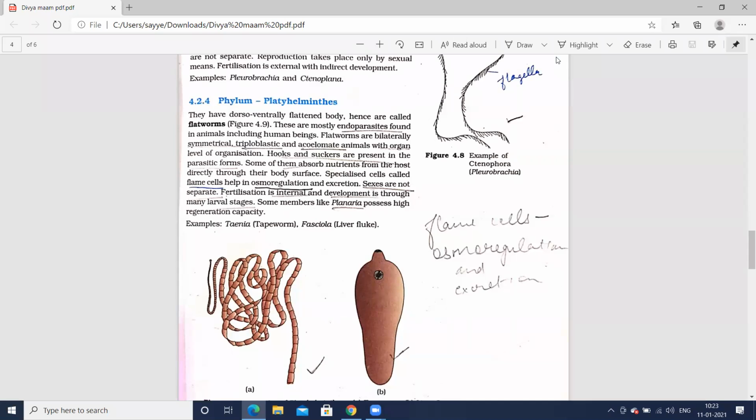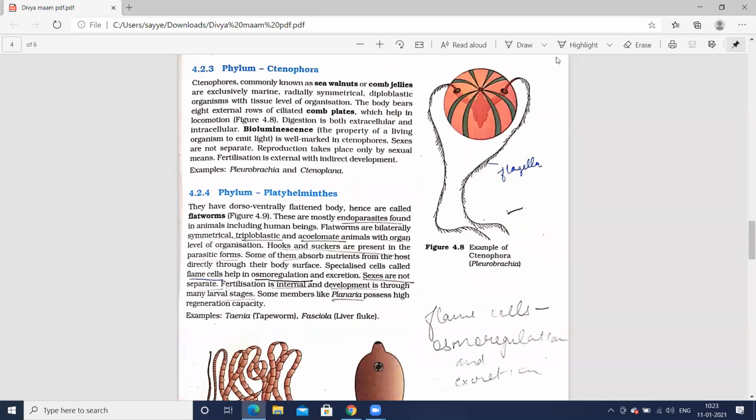Now, we talked about flame cells. Flame cells are a characteristic feature of which phylum? Platyhelminthes. What are the two main functions of flame cells? Osmoregulation and excretion. Very good. Osmoregulation and excretion is the main function. Let's talk about ctenophores. They're commonly called sea walnuts, or we also have a very nice name, comb jellies. Two very important features of ctenophores.